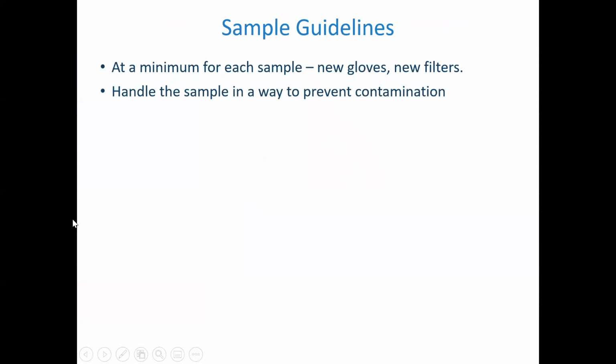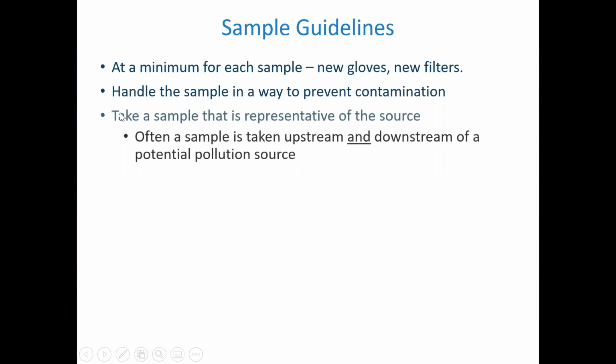So here's some more sampling guidelines, right? Minimum, new gloves. Sometimes the water's filtered, pretty common kind of thing. So that should be for every sample, and handle in a way to prevent contamination. And that usually implies gloves and not breathing on it, away from contamination sources and whatnot. Like I said, the other thing is something that is representative, right? So if you're measuring a potential pollution source, usually the standard is something upstream and something downstream to see if there's any difference, whether the pollution source is actually contributing to the water flow.